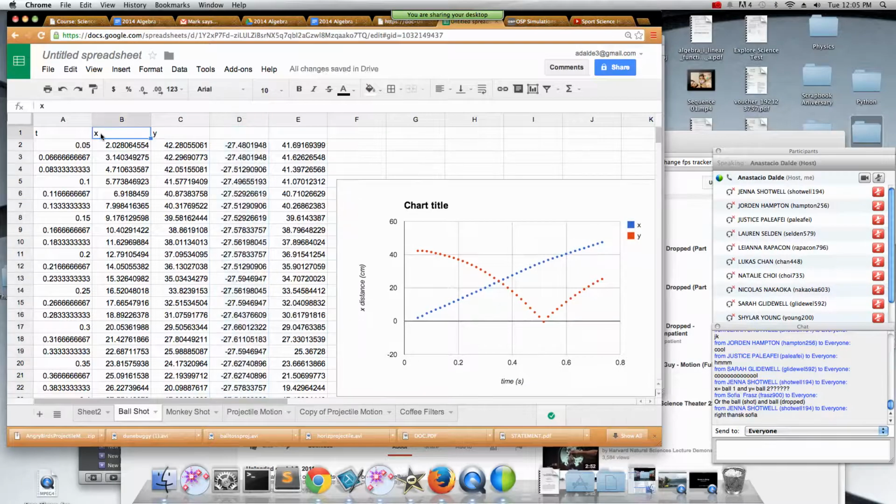Okay, this is the X position for the dropped, right? And this is the Y position for the dropped. And this is the X position for the shot. No, oops, backwards. This is the X for the shot. This is the Y for the shot. This is the X for the drop. This is the Y for the drop. By the way, if we look at the X position for the drop ball, is it going to be anything interesting?